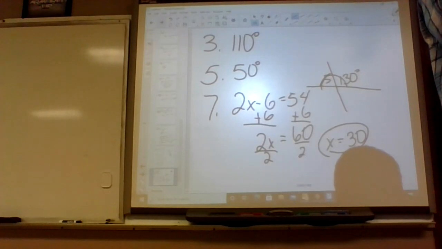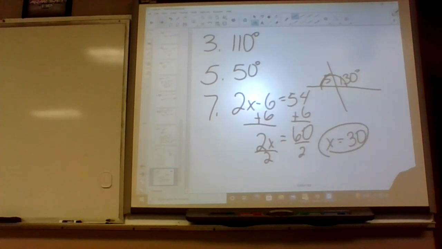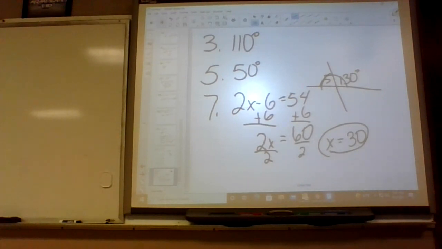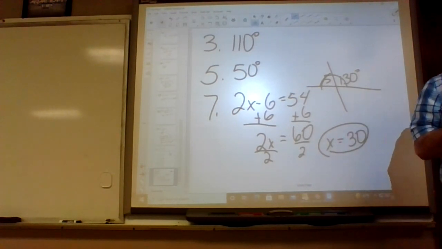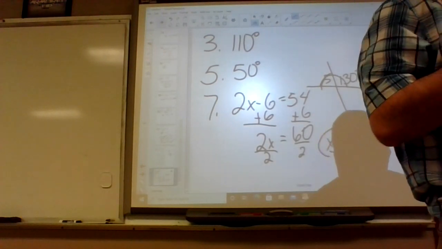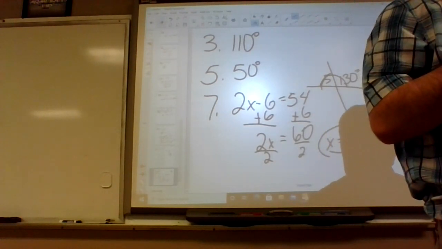So on number 9, it's telling us that angles 2 and 11 are congruent. Do you guys see those angles in the picture? Jasmine, you see that angle in the picture? 2 and 11 are congruent. What kind of angles are 2 and 11? 90 degrees.